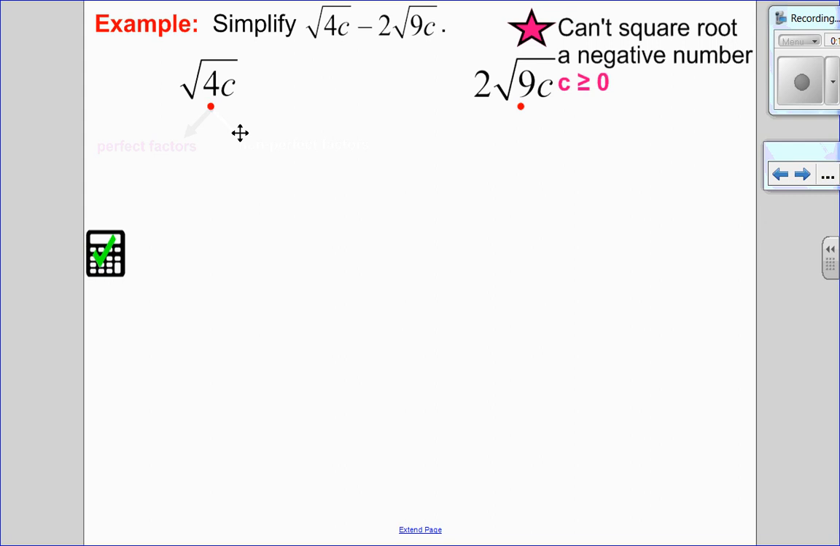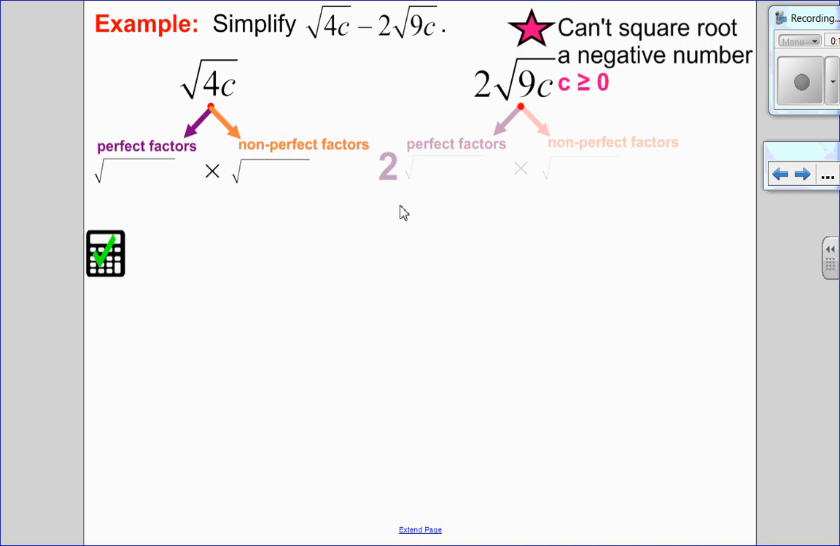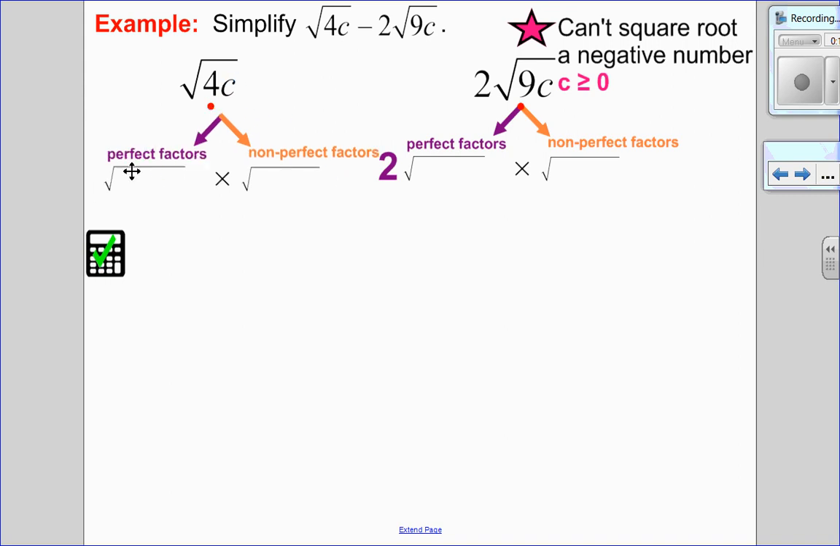So root 4c, I want to break it down into perfect and non-perfect factors, and the same thing for 2 root 9c. Notice I kept the 2 on the outside. Now I'm going to write it down in my perfect and non-perfect factors. 4 itself is a perfect square, so that will go in my first one. Since it's square root, I'm looking for even powers, and c is to the exponent of 1, which is not an even number.